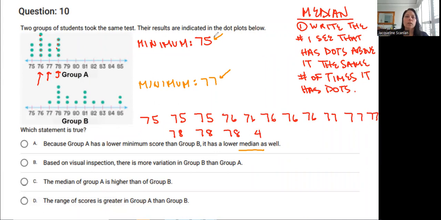Whoops, I wrote the number 4. Didn't mean to do that. Okay, so that's step 1. I have to first write out my data set. I have to know which numbers were in the data set.